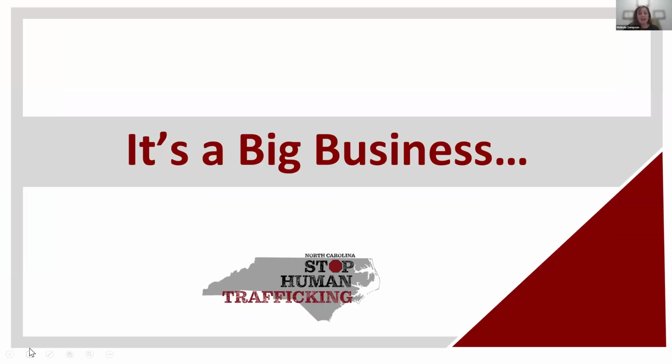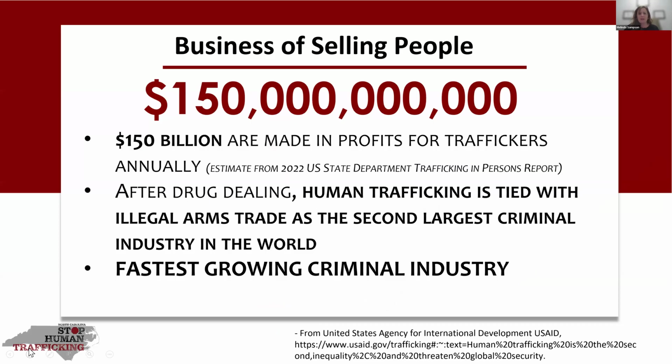So human trafficking is a big business. And when I talk about big business, I mean $150 billion business. This is an estimate from the United States Department of State Trafficking in Persons report from 2022. But to be very transparent, that 150 billion number did come from the International Labor Organization report that was released in 2013. So there is really no new estimate out. Let me be very clear. This is just an estimate.